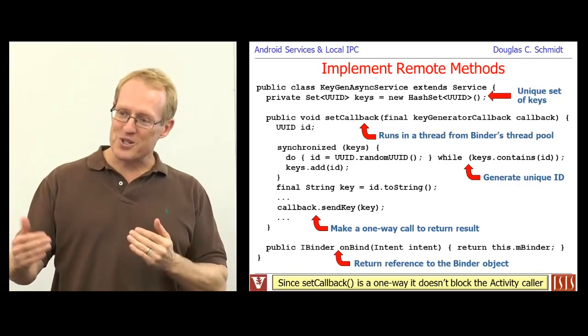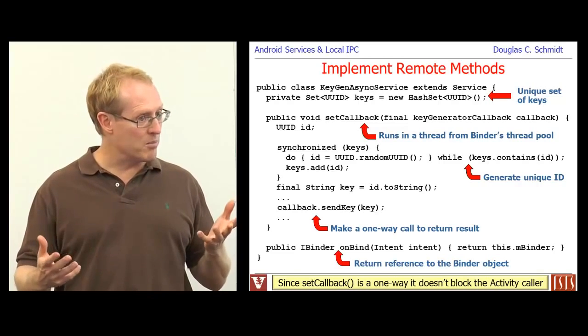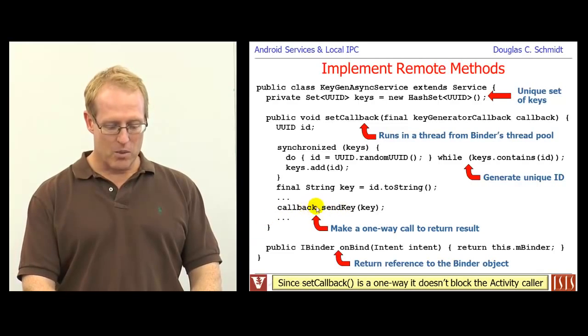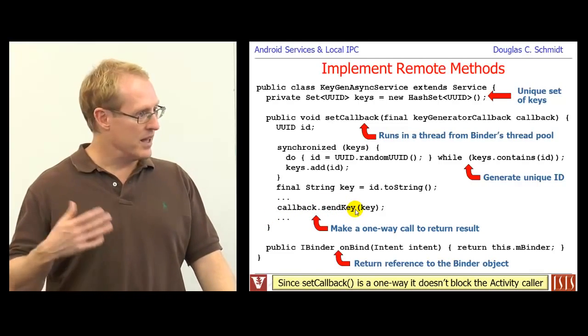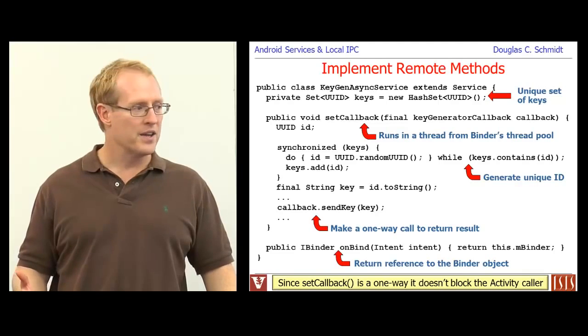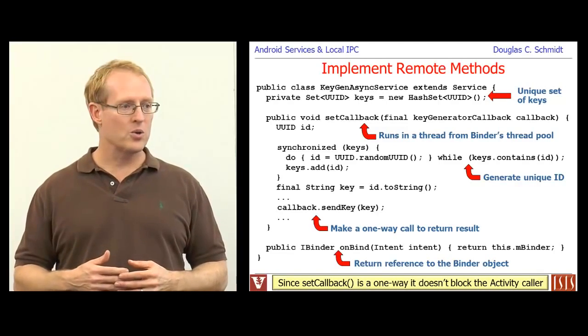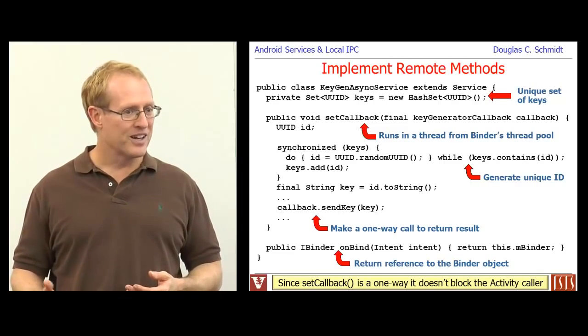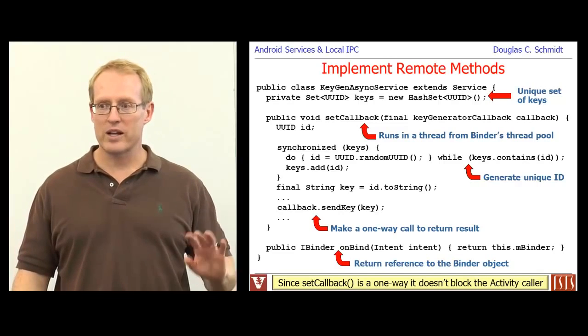Now, what makes this interesting and much more powerful than the two-way model we looked at before is I don't have to call callback.sendKey in the same context as I got the original request to do the work. I could go ahead and put this thing on a work queue. I could put it in a thread pool. I could defer it till much later. I could make it run by a timer. Lots of things I could do. And at some point, it'll run.